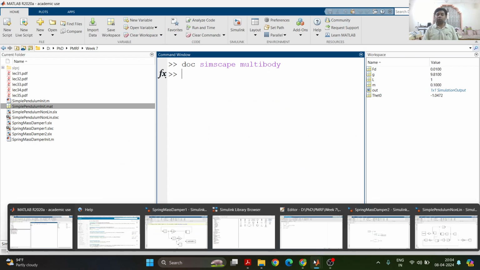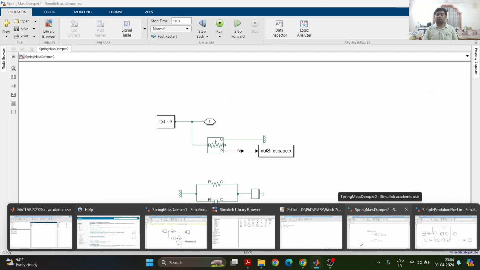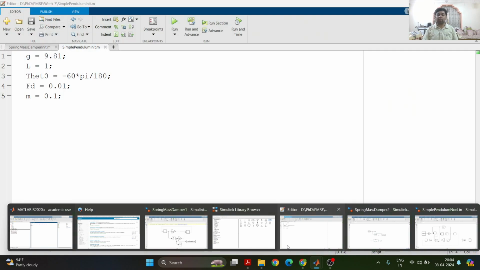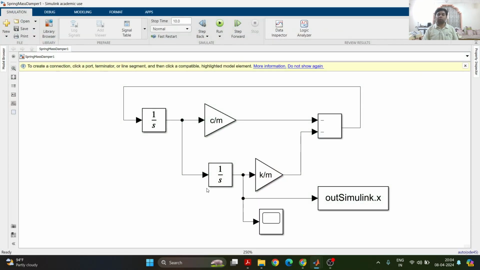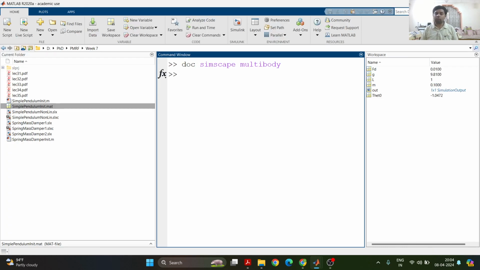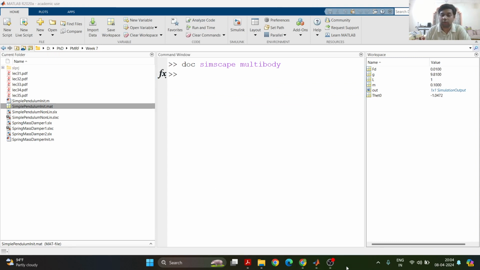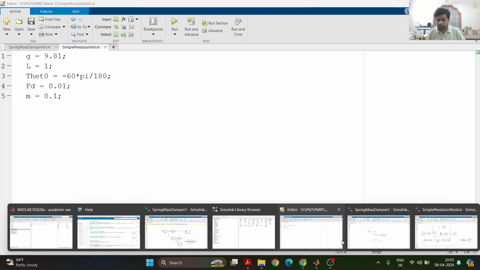I had planned to demonstrate an example of analyzing the vibrations of a simple spring mass damper system using Simulink, and the same thing using Simscape. Hopefully that should help you get started with Simscape. Shall we go through that? Yeah, maybe you can go to that. Okay, fine, that would be useful.